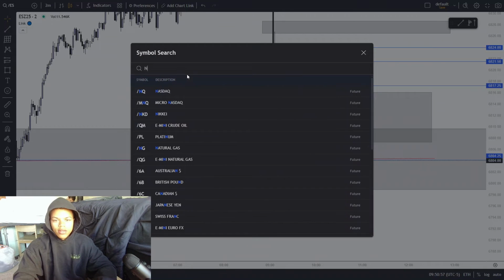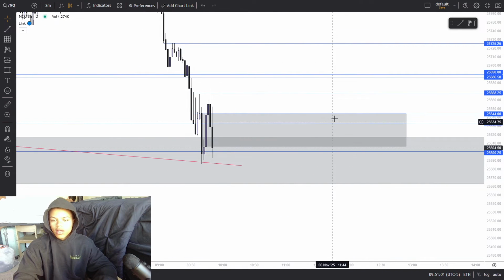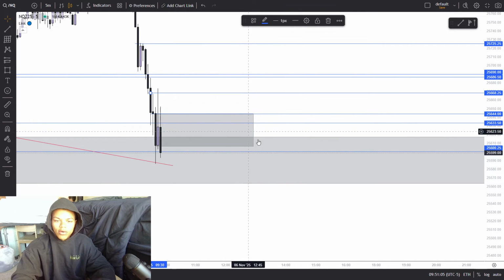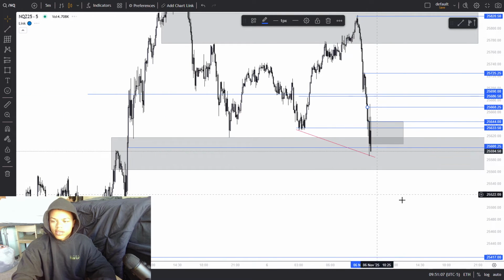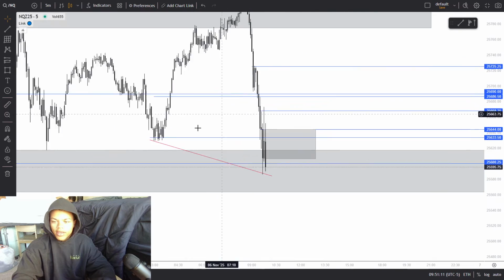Alright, let's scratch that though. Definitely still probability for this play. We just filled this 5-minute order block. Could still be possibly seeing us fill this higher time frame fair value gap.